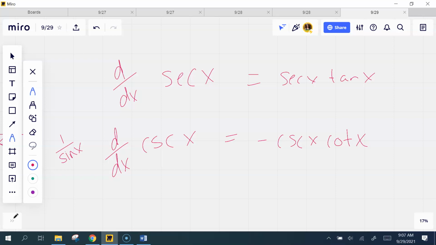Well, the cofunctions you could derive them, but the first three, sine, cosine, tangent, you really should know. You'll use them so much though, you'll remember.